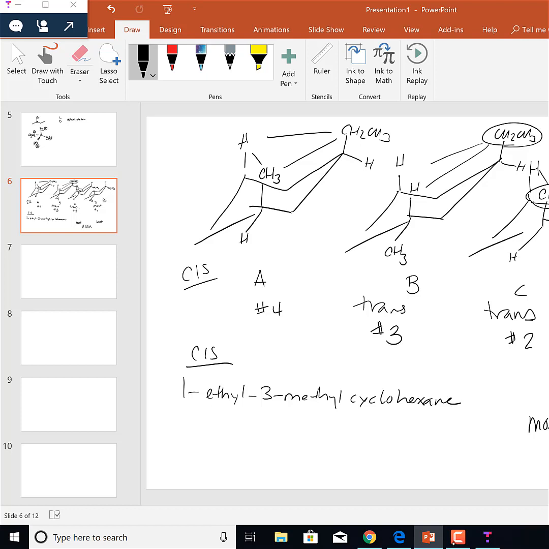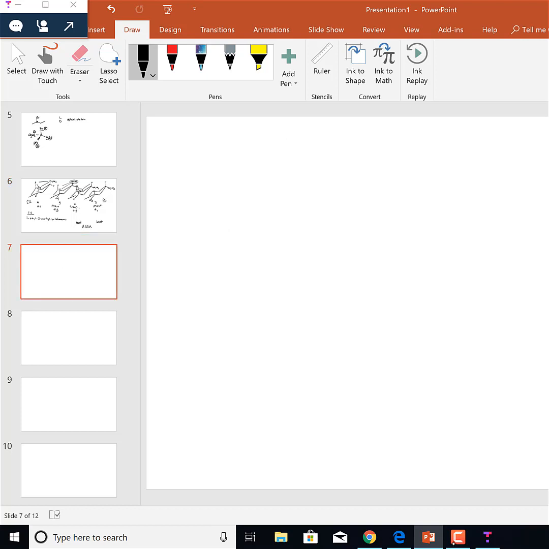Okay. So this is the important part of cyclohexanes. The other thing we need to be able to do with cyclohexanes is convert from chairs to flat cyclohexanes and vice versa. For instance, if I asked you, can you convert this dimethyl cyclohexane into a flat cyclohexane with bold and dashed wedges, could you do that?